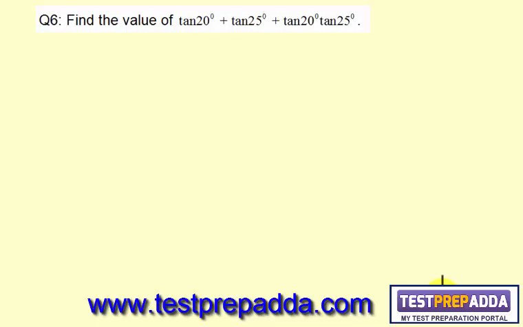Now this question says, find the value of tan 20 degree plus tan 25 degree plus tan 20 degree into tan 25 degree. Here, if you look at these angles, we are not aware of the trigonometric ratios for these angles. We don't know the value of tan 20 degree or tan 25 degree. If we add them, the total comes as 45 degree, and we are aware of the value of tan 45 degree.